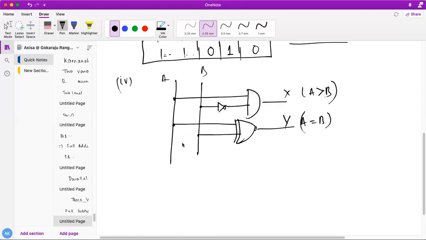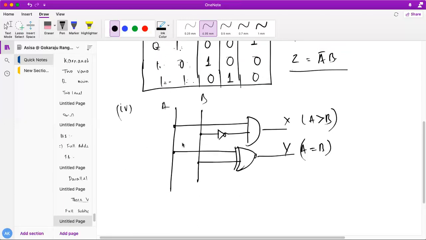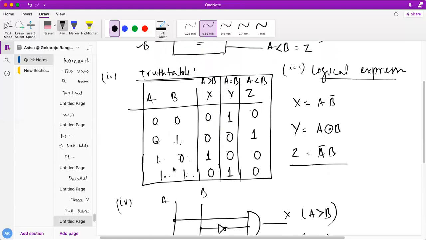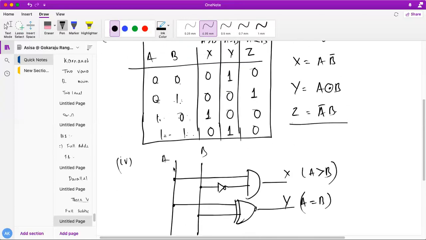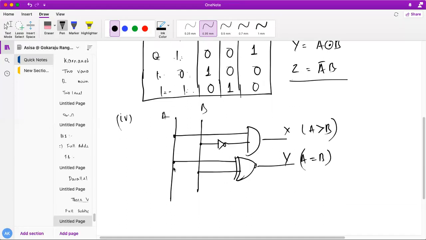And for A less than B, what you have to do is A bar B. So this is A, I have just taken A bar, and B. So this is my B, finally an AND operation. So this will give me Z, which is actually A less than B.